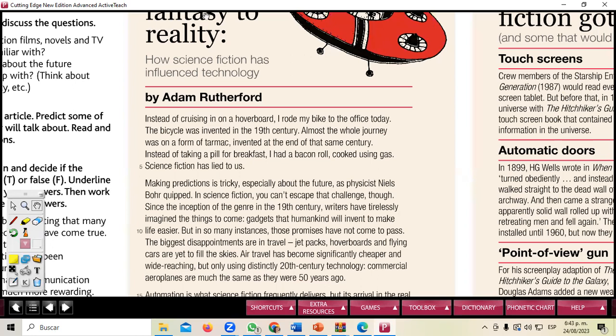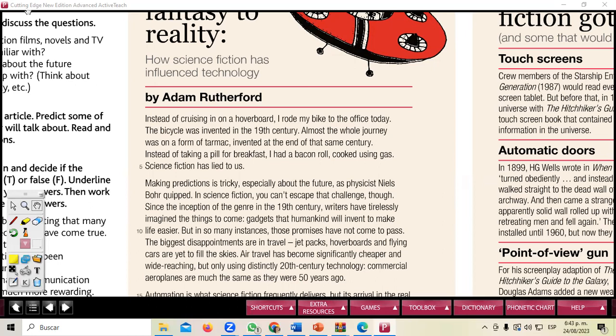Making predictions is tricky, especially about the future, as physicist Niels Bohr quipped. In science fiction, you can escape that challenge, though. Since the inception of the genre in the 19th century, writers have tirelessly imagined the things to come, gadgets humankind will invent to make life easier. But in so many instances, those promises have not come to pass.